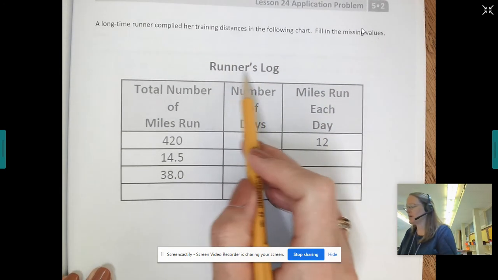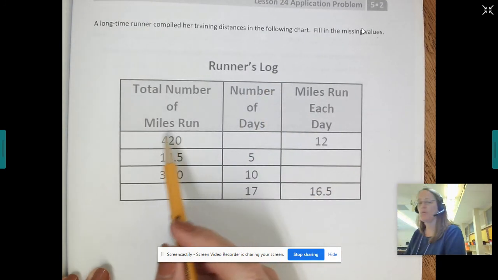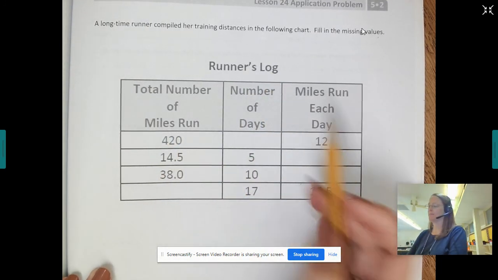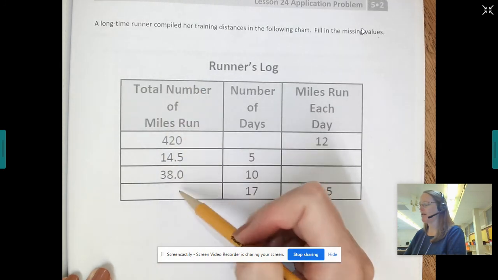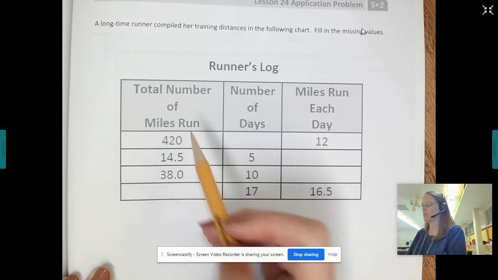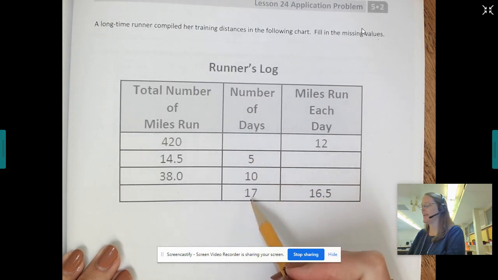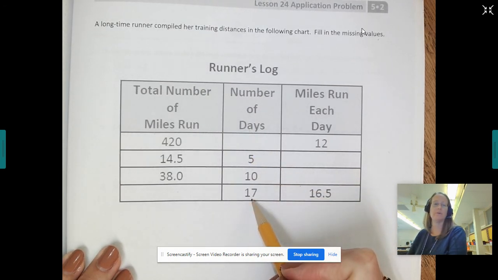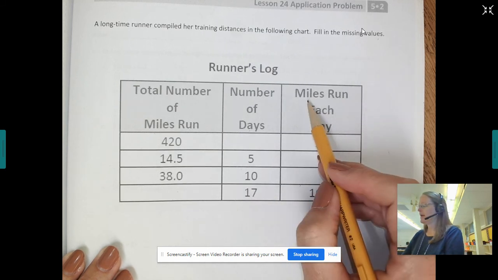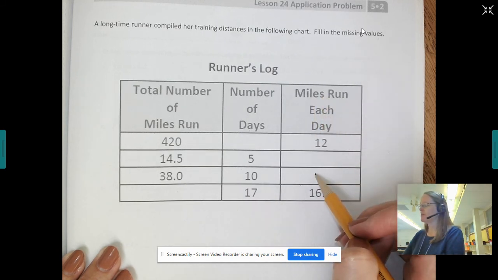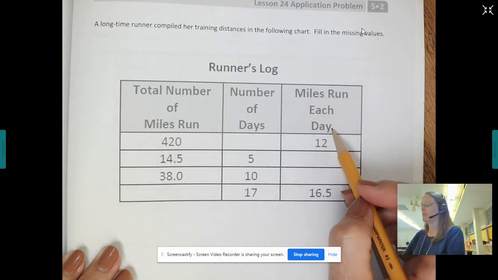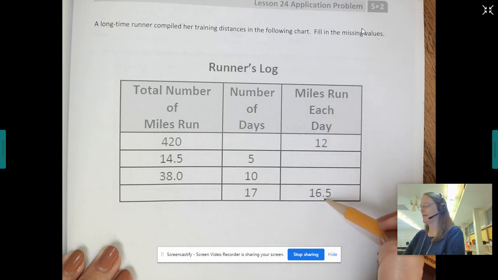So here is her runner's log. We have to know what these numbers represent, guys. In this column, we have the total number of miles run. In this column, we have the number of days that the runner ran. And in this column, we have the miles that she ran every single day.